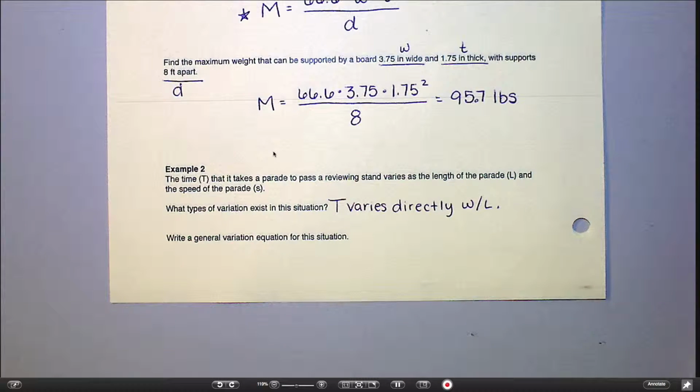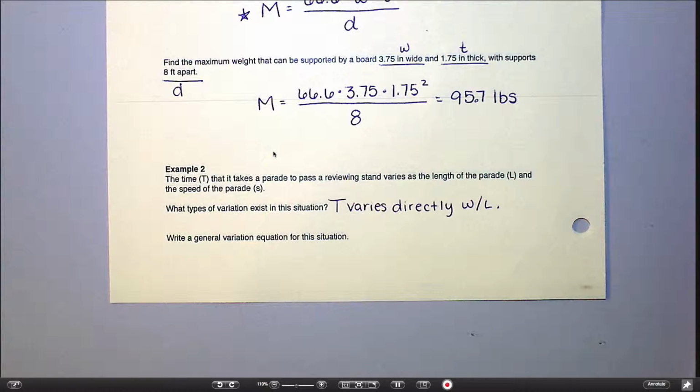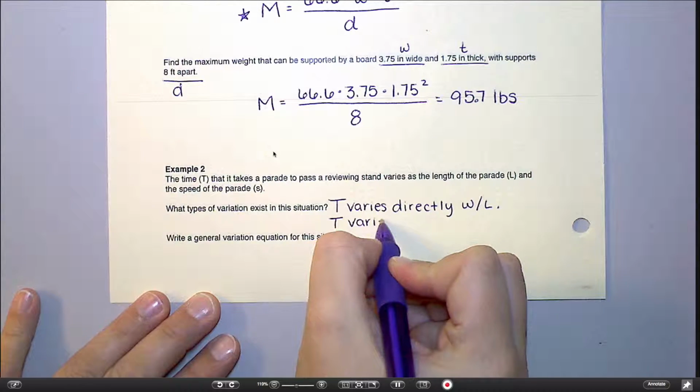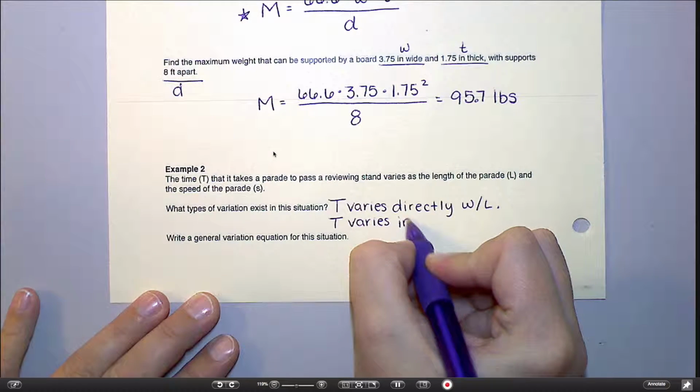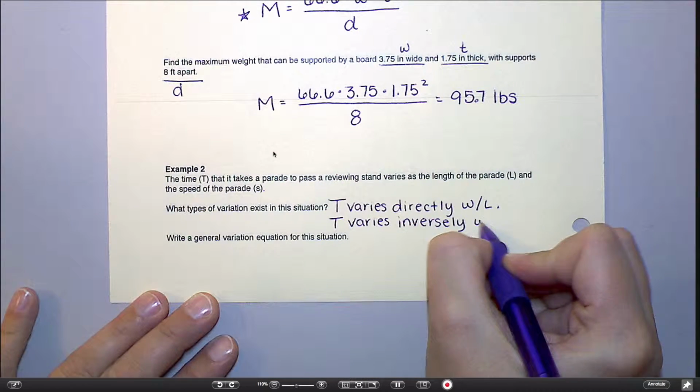Now let's look at time versus speed. As your speed increases, what happens to your time? It would go down, right? Because if the parade is moving faster, then it's going to go past you faster, and so you won't be there for as much time. So what kind of variation is that? That's inverse, right? Because as speed gets bigger, time gets smaller. So T varies inversely with S.